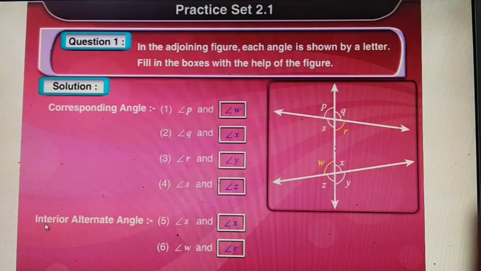Second is interior alternate angle. Angle S. What is meant by interior? Interior means inside the two parallel lines. Here are four angles. Okay, can you see? S, R, W and X. All four are interior angles.